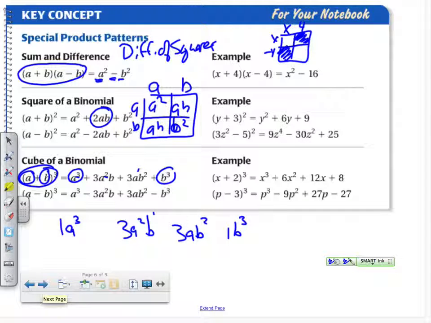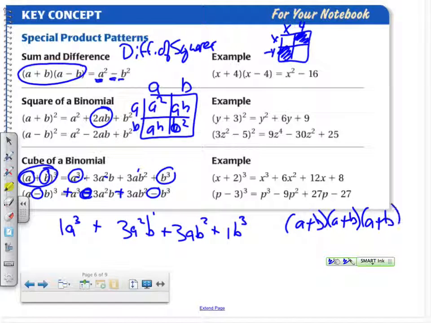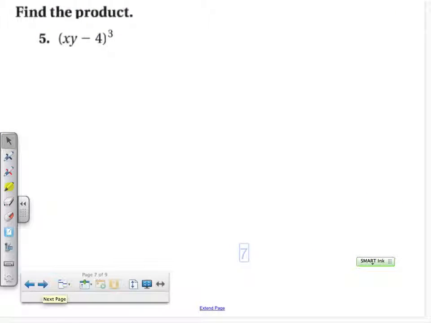For the sum of cubes, or for the cube of a binomial where they're added, all of them are going to be addition. For subtraction, you're just going to alternate signs. Positive, negative, positive, negative. If that confuses you, do a plus b times a plus b times a plus b. Do it two at a time. All right, let's start with an example. Find the product of xy minus 4 cubed.